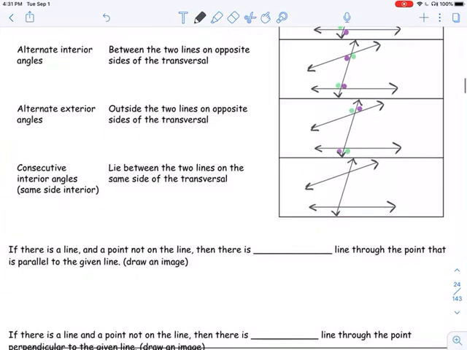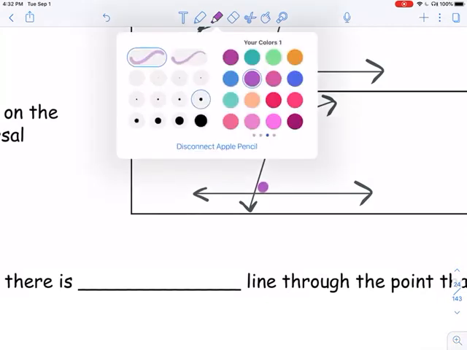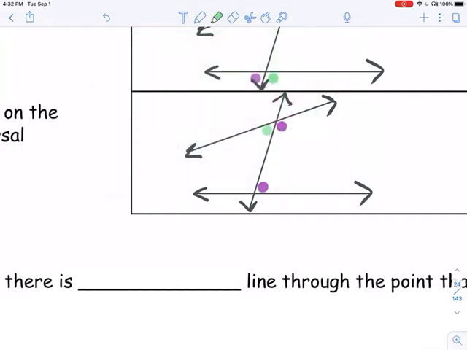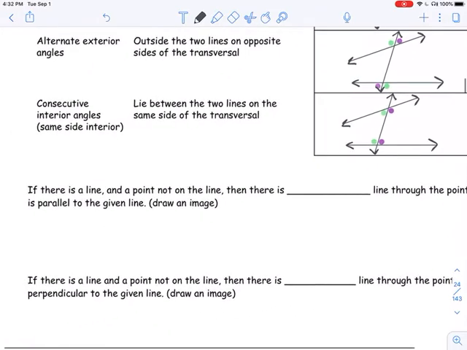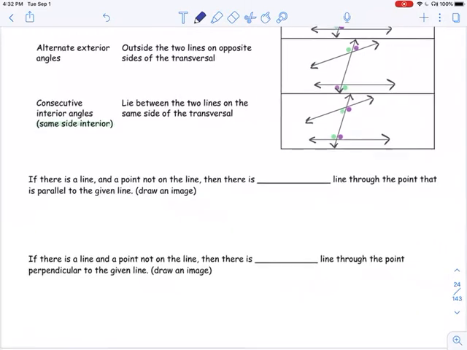And then I have consecutive interior angles, which are same side interior. Those two terms are interchangeable. They lie between the two lines on the same side of the transversal. So if I choose this angle here, I want to stay on the same side of the transversal on the inside here. And this one and this one. So this would be, most often you're going to hear them called same side interior. That's what I usually say, just because that's how I learned it initially.